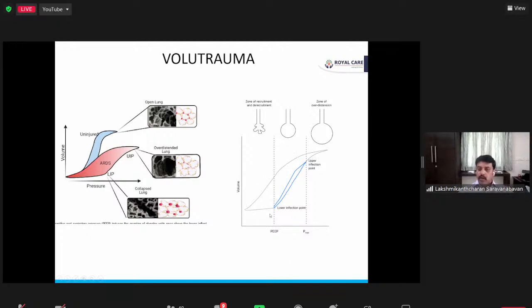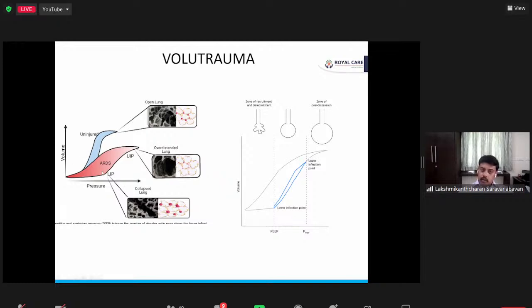This is the pressure volume relationship of the tidal volume to the pressure that is being generated in the lung. If this is your normal hysteresis or the pressure volume curve, what happens in the ARDS? As we saw earlier, the compliance decreases. Because of the decrease in compliance, you need more pressure to generate the same amount of tidal volume. So this pushes the curve to the right side. So this is how your pressure volume curve will be in a patient with a compliance problem or an ARDS.